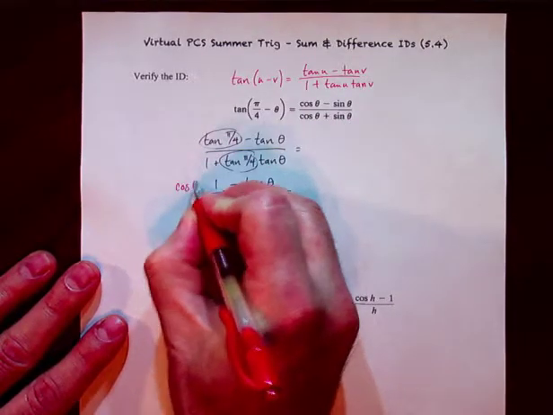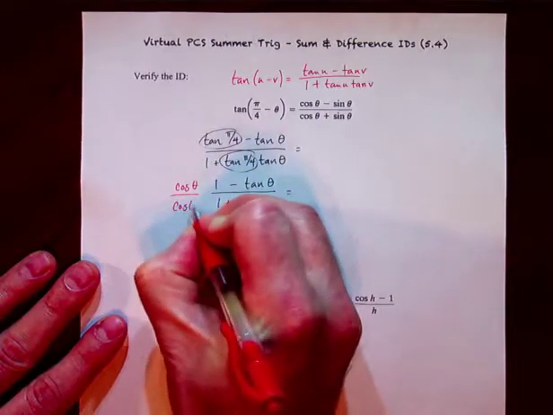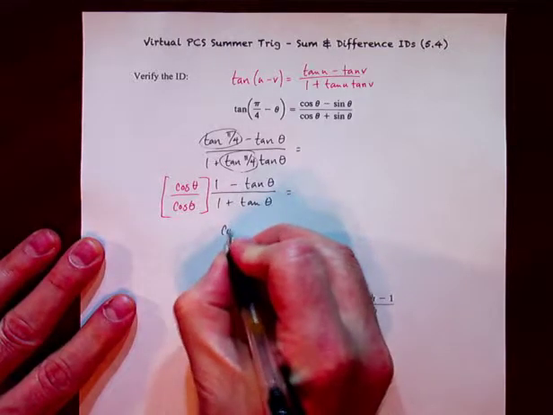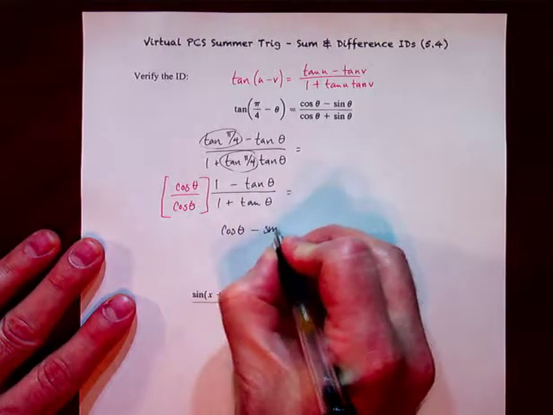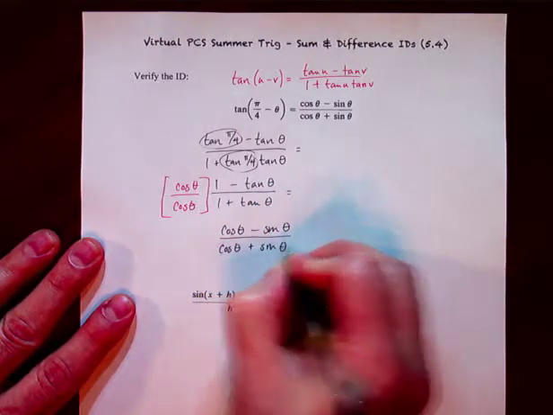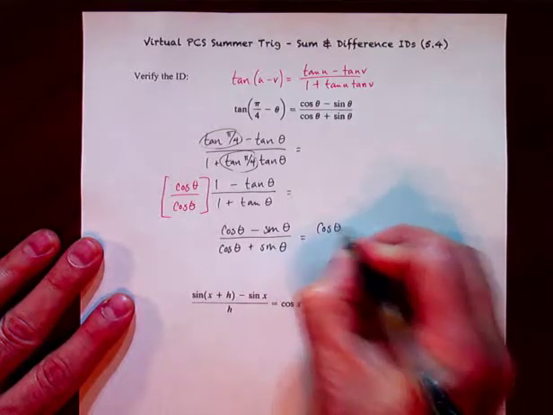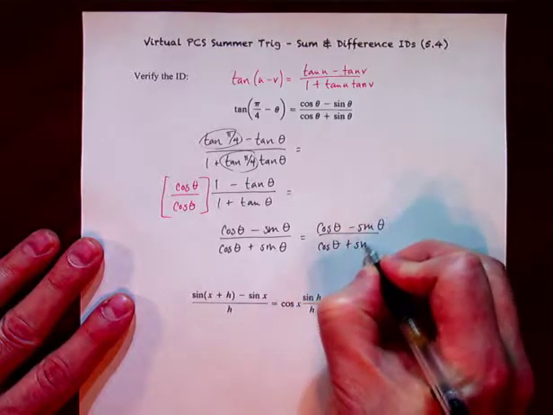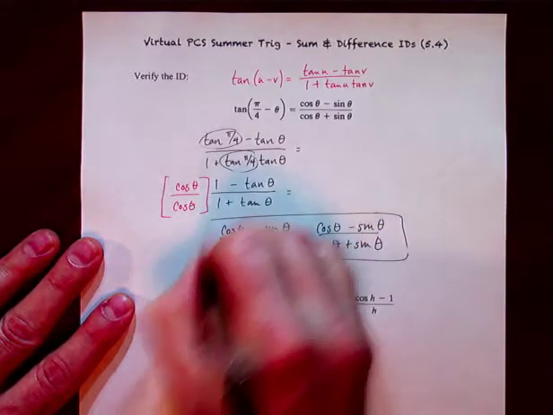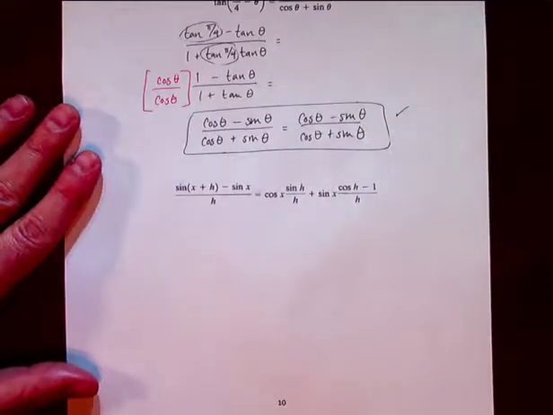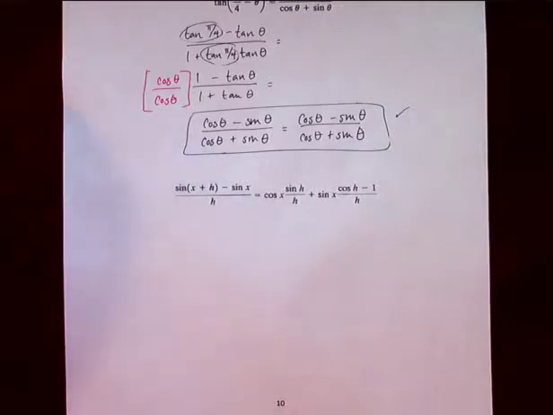So the strategy must be that I multiply both the numerator and denominator by cosine and arrive at cosine theta minus sine theta over cosine theta plus sine theta, and that is indeed identical to the right-hand side, and my verification is a success. Yay! Now, this one right here may seem complicated and rather arbitrary, but I assure you it's not.